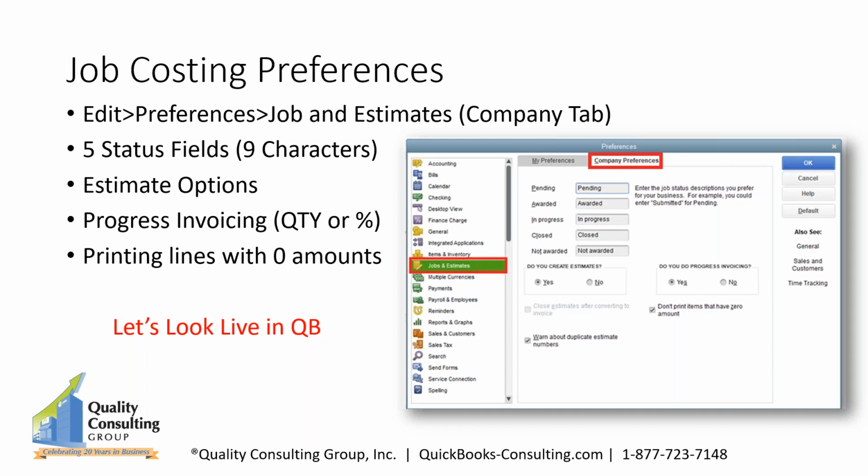You also have 5 status fields, and the status fields, again, I'll go in and show you how to change them, but it's the pending, the awarded, the in progress, closed, and not awarded. Those are all customizable, and each one can have up to 9 characters. You also have estimate options, whether you want to have estimates show on your home page or if you don't. If you don't do estimating in QuickBooks, you can say no, and it'll take that icon away.